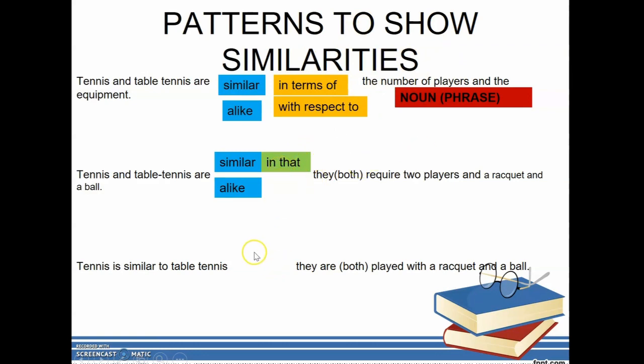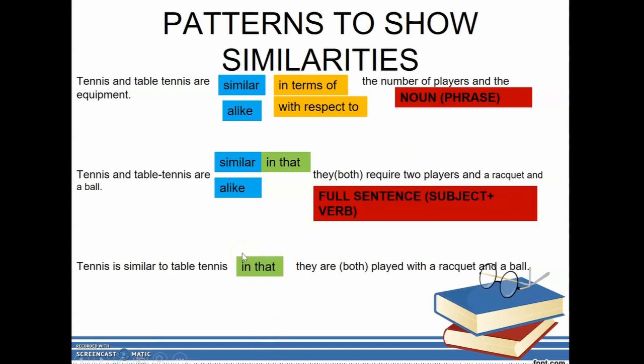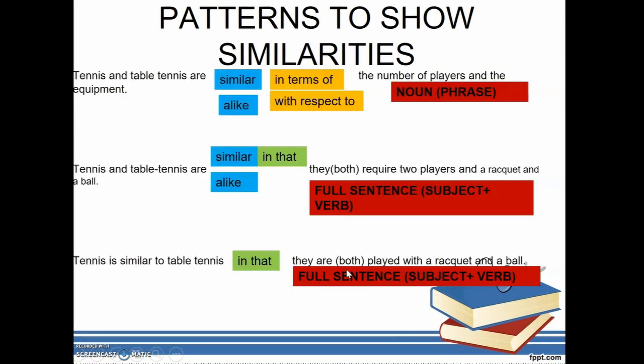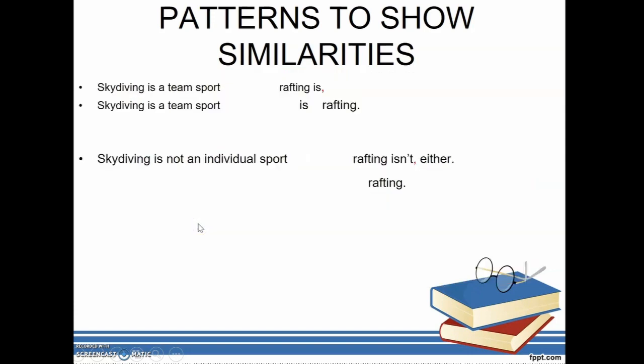Let's have a look at another example. Tennis is similar to table tennis in that they are both played with the racket and the ball. Again, we have a full sentence, meaning we have a subject and the verb. Okay, let's continue.